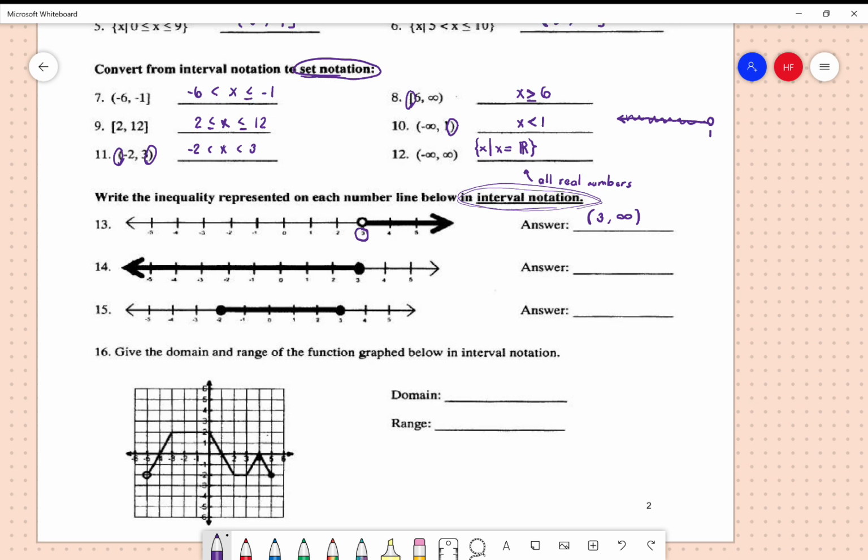Now number 14, we've got that our endpoint is 3 on the right, and then -infinity, since we're going forever and ever. Any infinities, we're always going to use a parenthesis, but here we've got a closed circle, so we're going to use a bracket. Then on number 15, we've got two different endpoints. Neither are infinity, so we've got -2 and 3. They are both closed circles, so on both we're going to have a bracket.